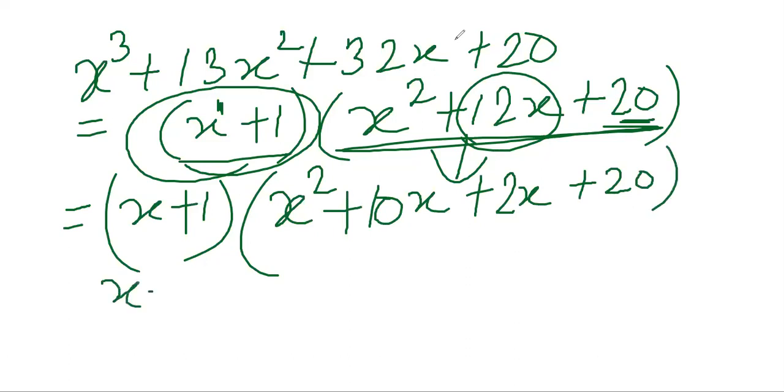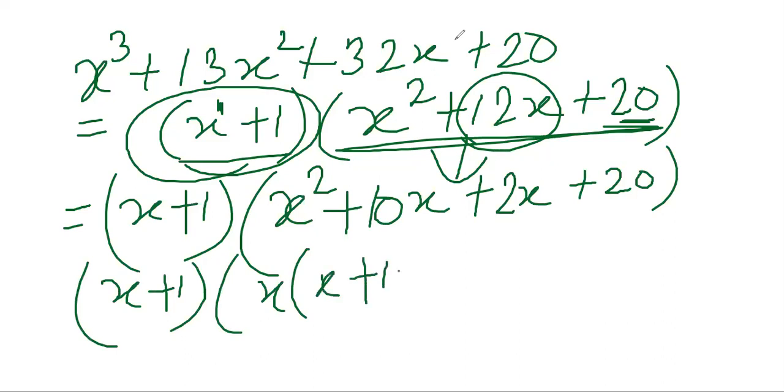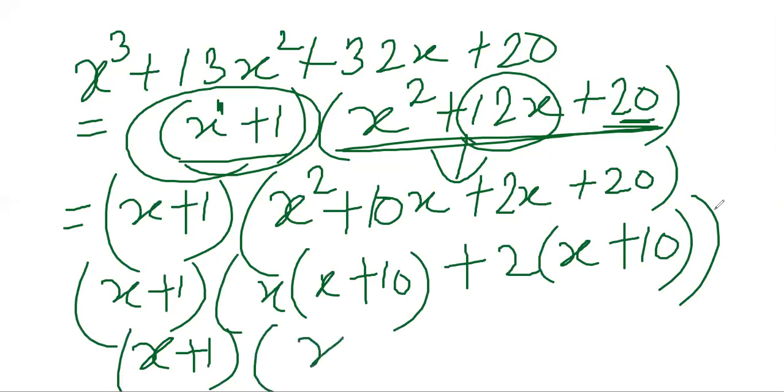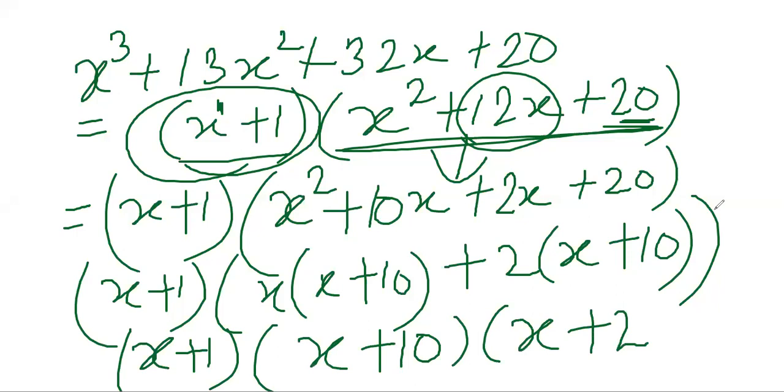Now make the pairs here. x into x plus 10 plus 2 into x plus 10. x plus 10 is common. What is left here? x plus 2. So x plus 1, x plus 10 and x plus 2 are the factors of the given polynomial.